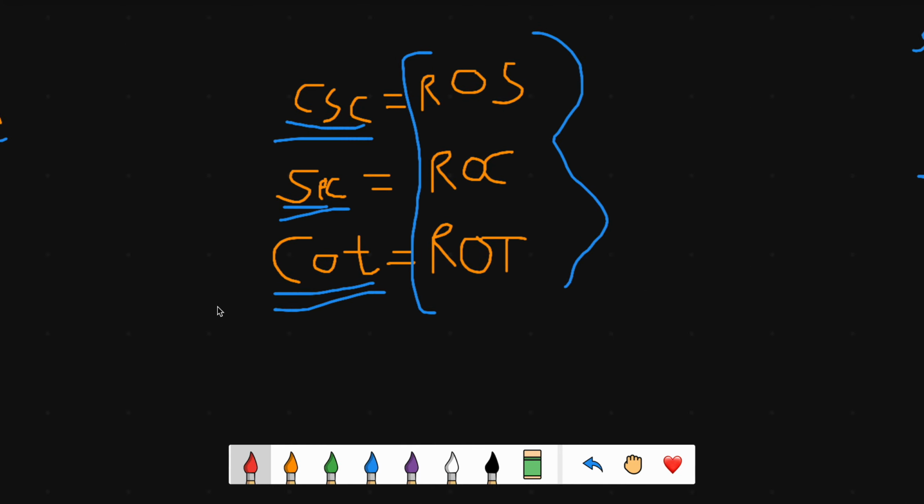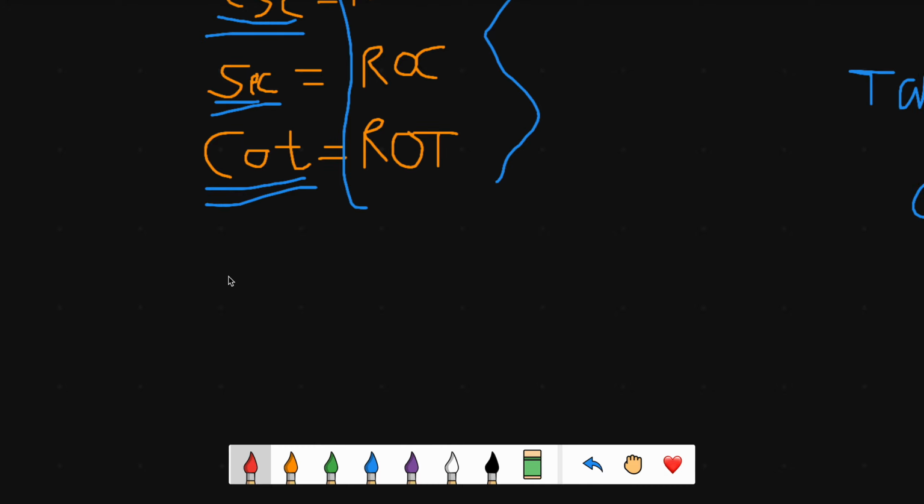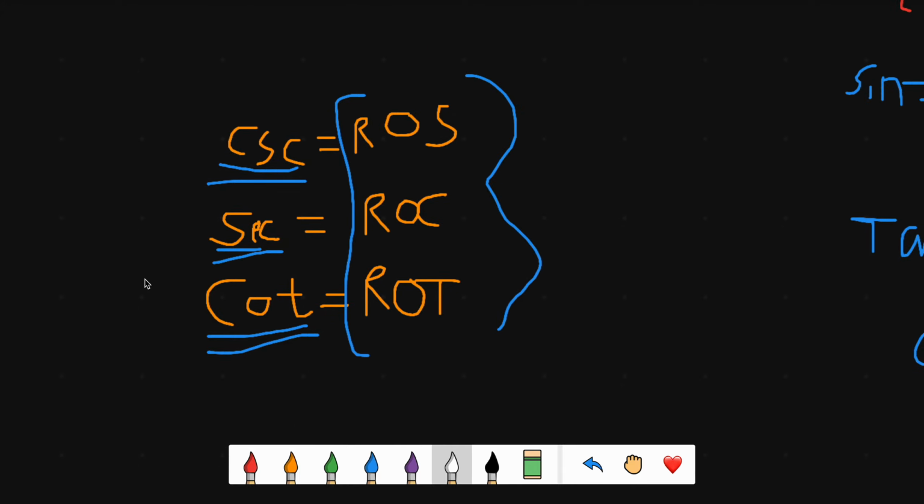So next we're gonna learn about cosecant, secant, and cotangent. So cosecant is the reciprocal of sine. I'm sorry if I don't pronounce that right. If you don't know what reciprocal means, remember this: let's say I have 3/7. What's the reciprocal of this? It's actually 7/3. It's that simple.